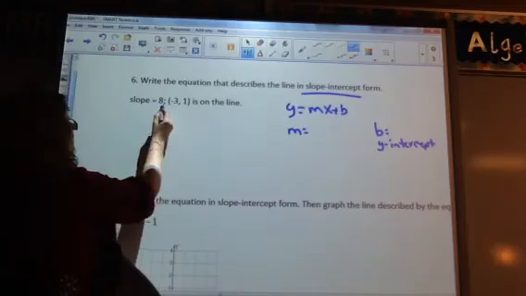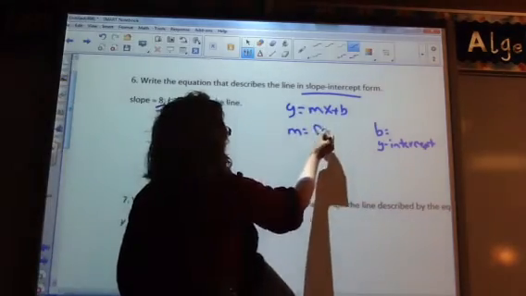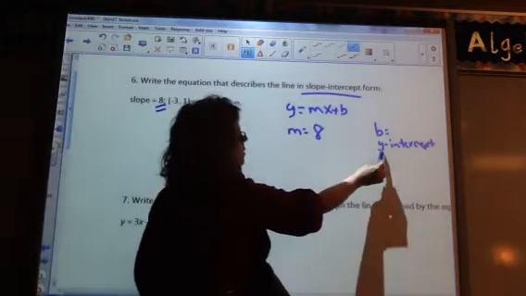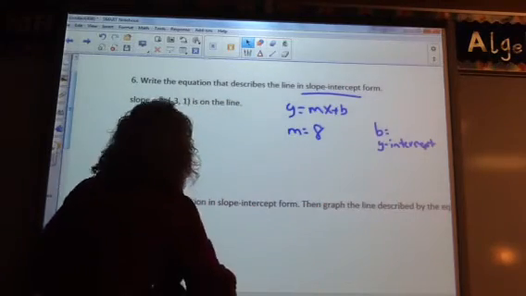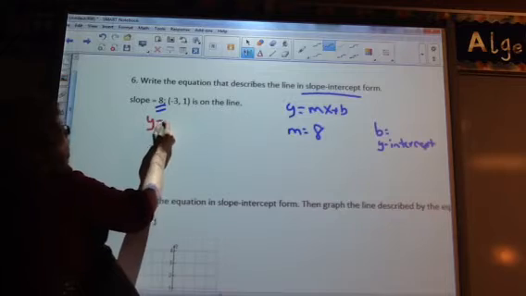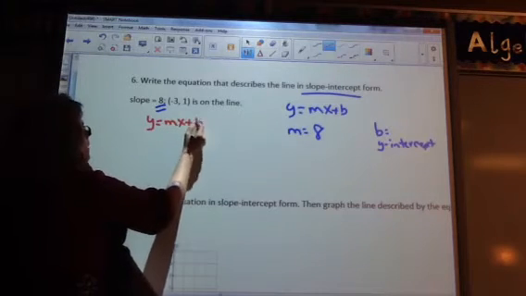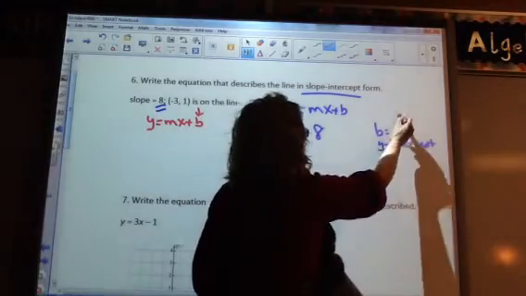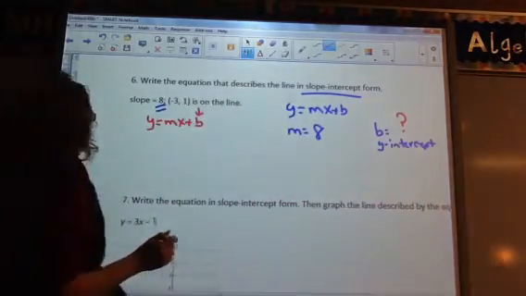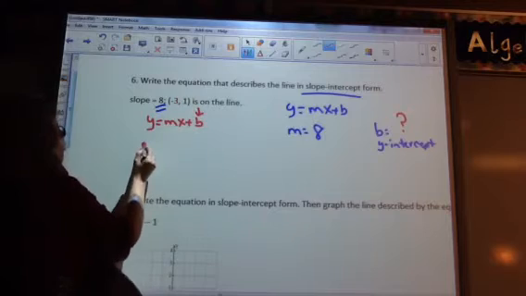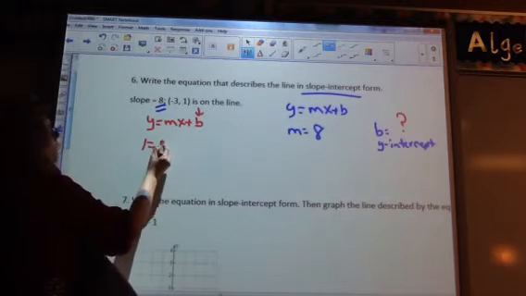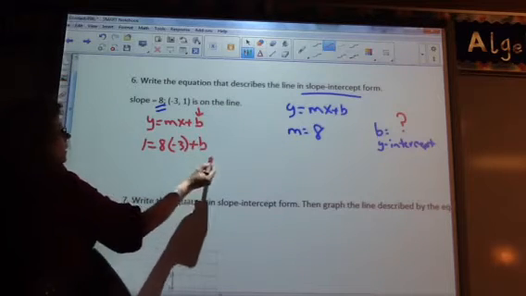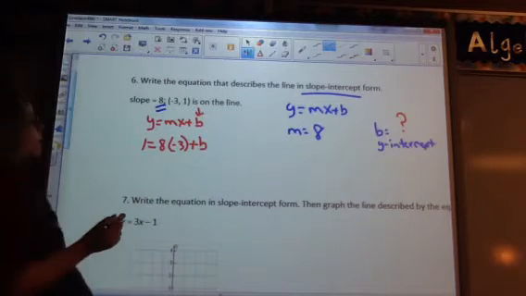Alright, well, slope is given as 8, and we're given a point that is on that line. So what we're missing here is our y-intercept. So let's substitute into our slope-intercept form and find out what b is, which will give us our y-intercept, what we're missing. Okay, so y is 1, our slope is 8, and x is -3. Simplify this equation and you'll get your y-intercept.